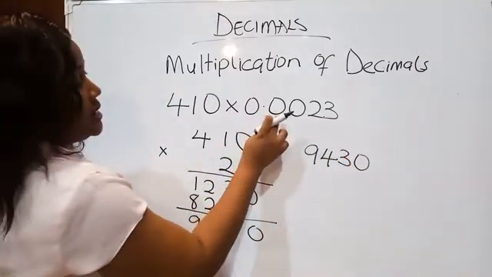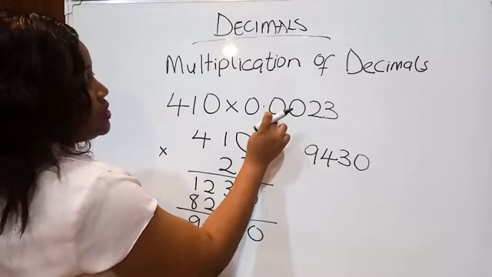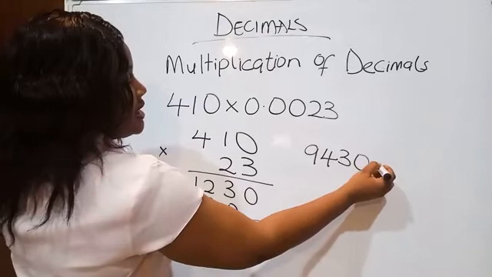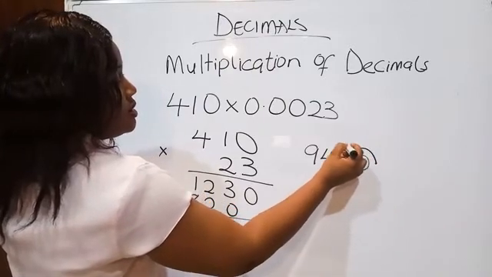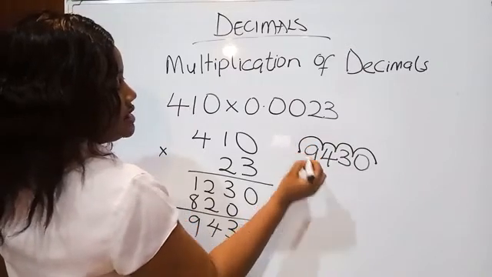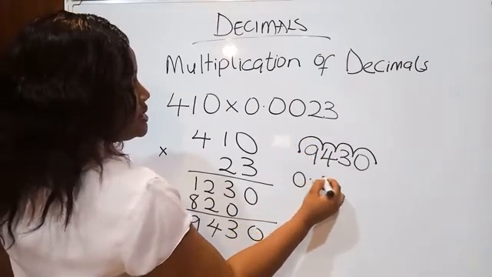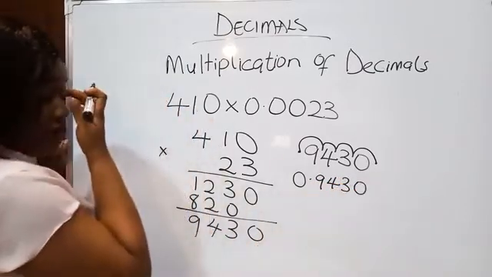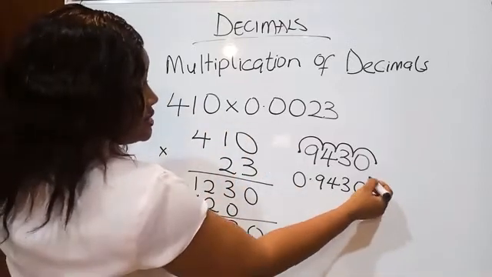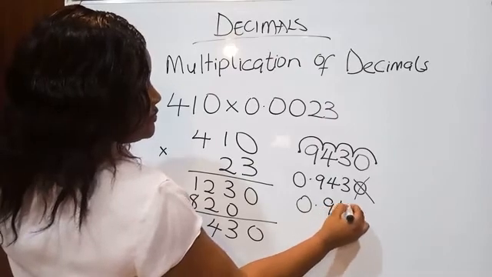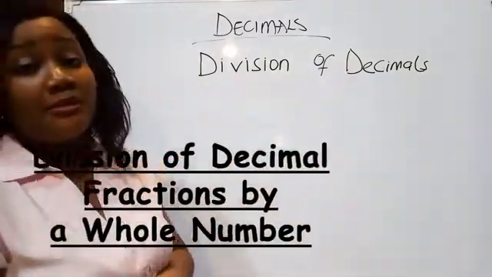Now we have how many decimal places to work with? 1, 2, 3, 4. Okay? And our decimal point is here. It moves 1, 2, 3, 4, and we'll get our decimal point here. So you have 0.9430. But the 0 after 3, this 0 is useless. So you can say 0.943. So let's look at division of decimals.